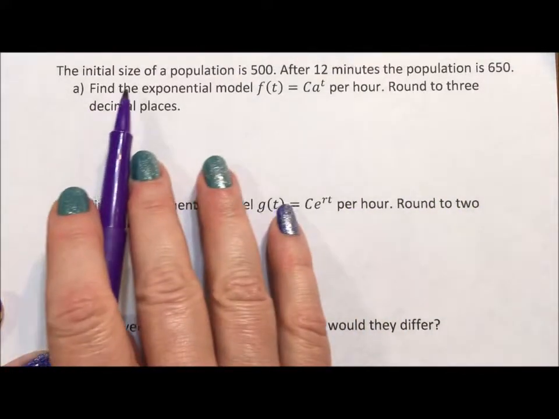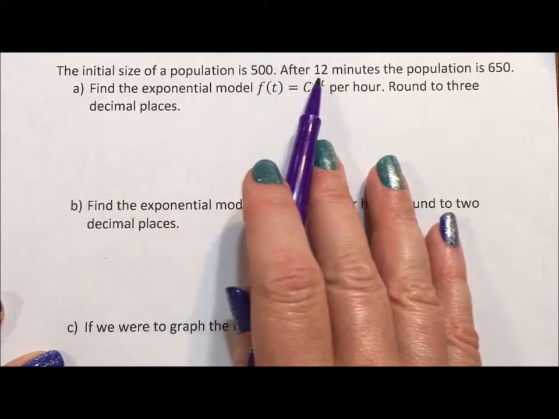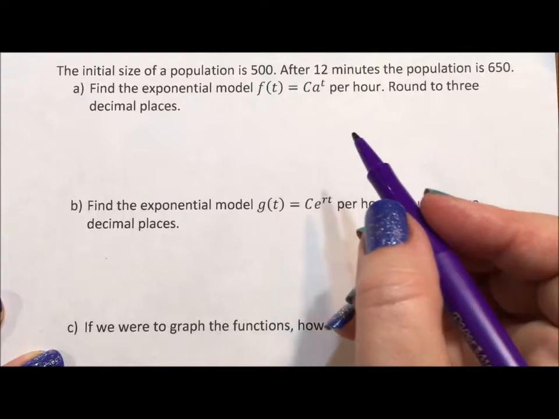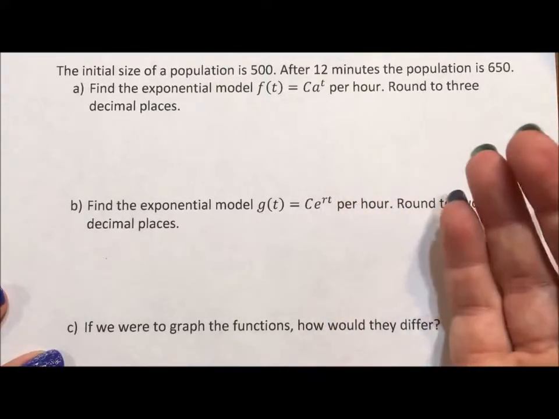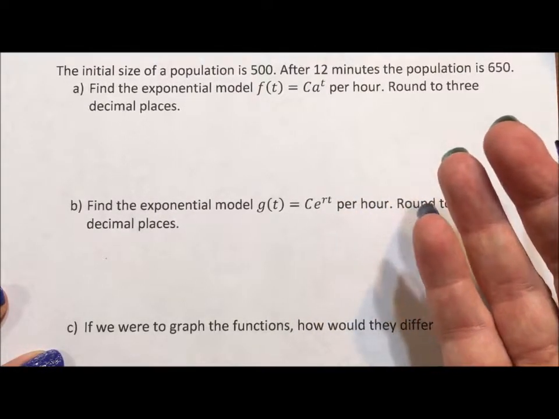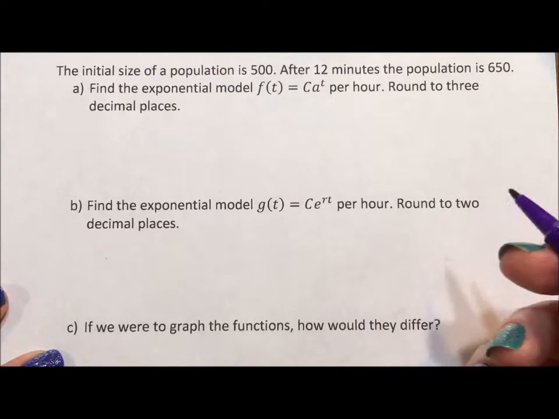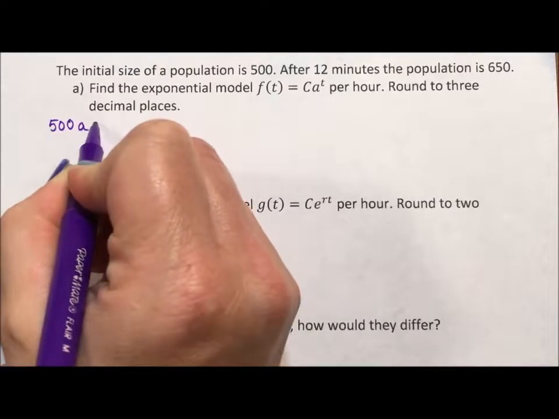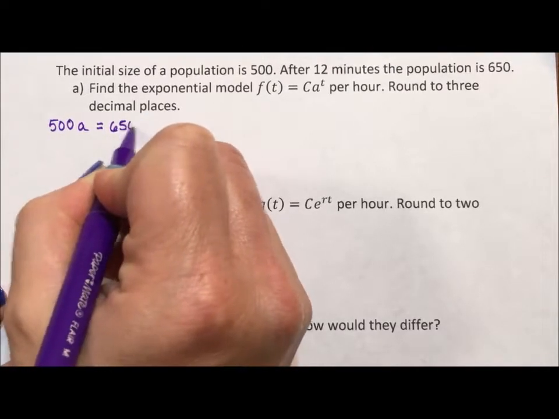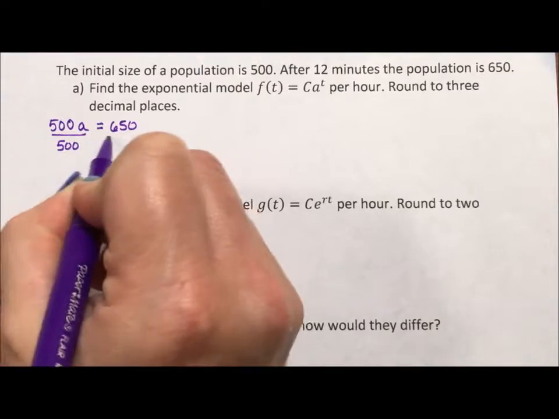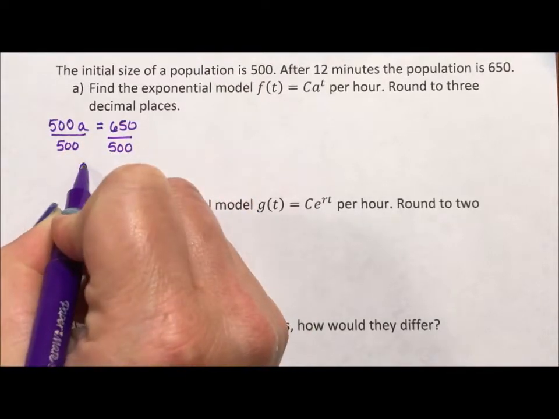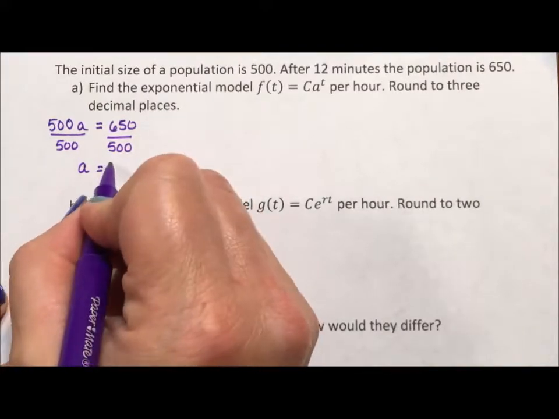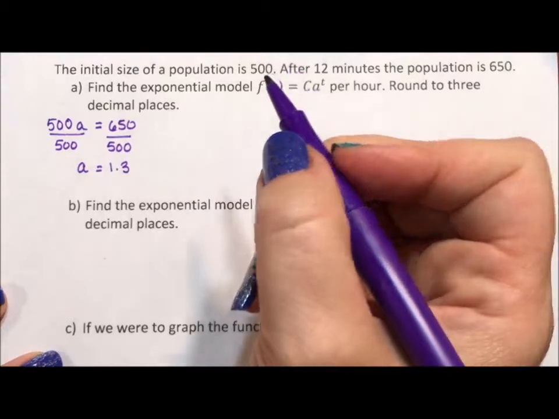Okay, the initial size of a population is 500. After 12 minutes, the population is 650. What I need to do first is calculate a, because we're not given a directly. You would be given a directly if you were told a growth factor. We're not given a percent increase or decrease. We just know that we start at 500, multiply by something to get to 650. Well, if I divide by 500, I find out that the 12-minute growth factor is 1.3. That's the 12-minute growth factor.